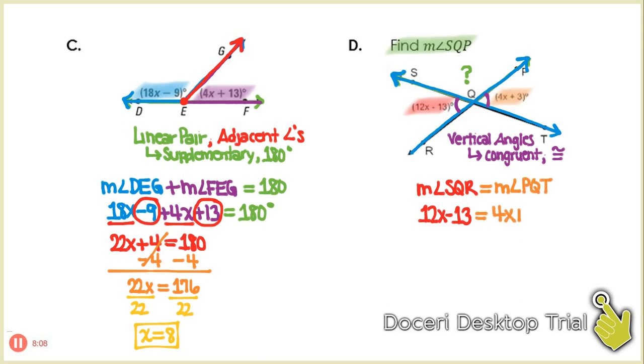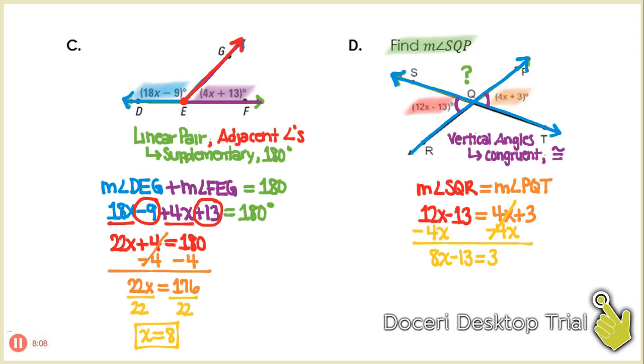So 4x plus 3. I can't simplify anything on the left or the right-hand side, so I need to make sure I isolate my variables by getting all of my variables to one side of the equation. So I'm going to move my 4x to the left by subtracting 4x from both sides to keep my equation balanced. So I'm left with 8x minus 13 equals 3.